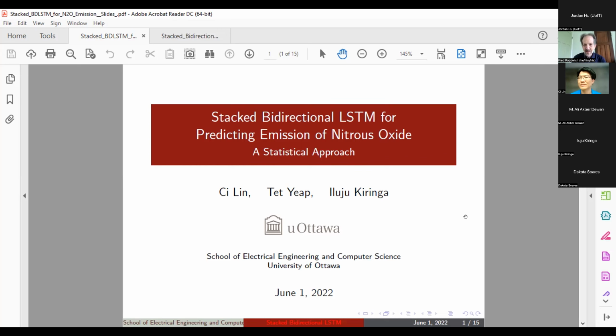So with no further ado, let's start with the first paper, which is going to be presented by C. Lin, on stacked bidirectional LSTM for predicting emission of nitrous oxide. Over to you. Okay, thank you, Professor. Good afternoon, everyone. Today, I want to present the stacked bidirectional long short-term memory for predicting emission of nitrous oxide. I'm Lin, a third-year PhD student from the University of Ottawa.